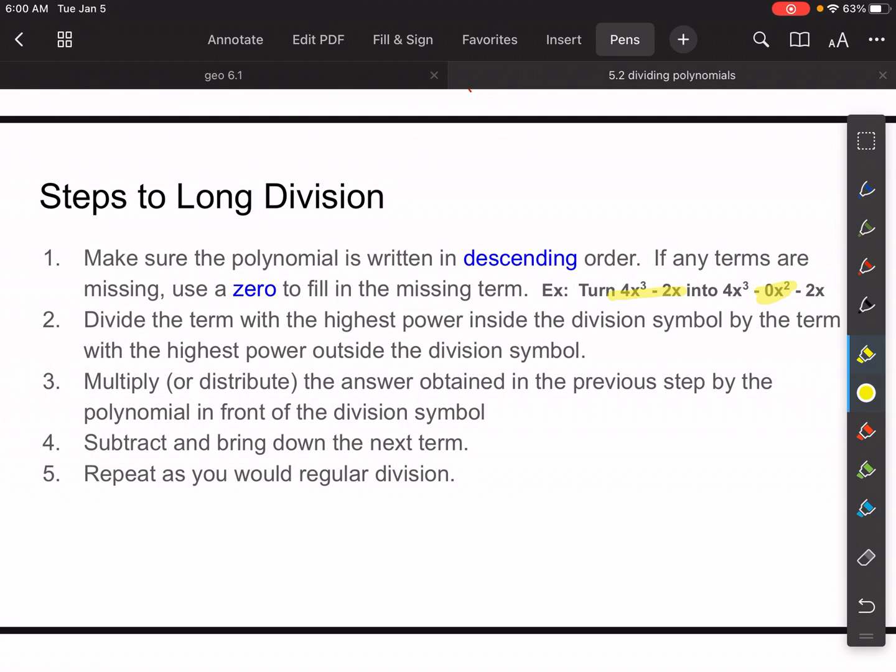Number 3, multiply. Remember, does McDonald's sell cheeseburgers? Kind of the same deal. We're going to multiply the answer obtained in the previous step by the polynomial in front of the division symbol. Then subtract, bring down the next term, and repeat the process.